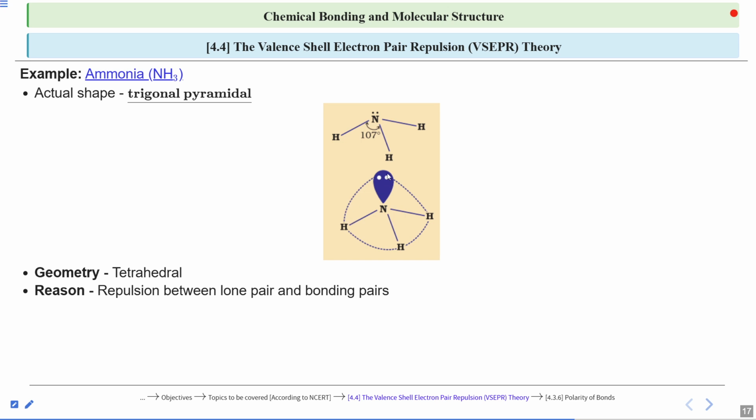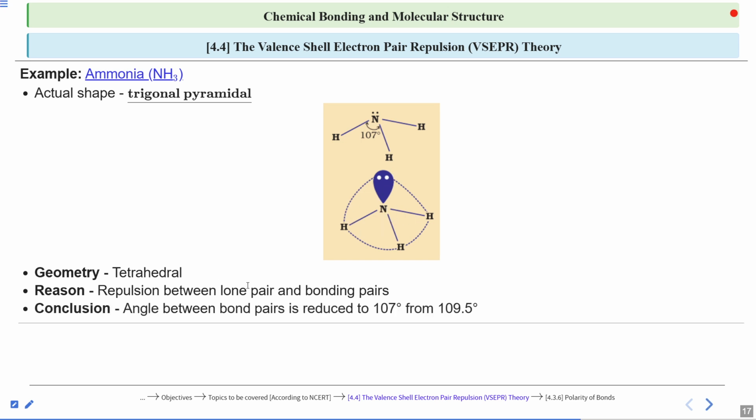There is a repulsion between the lone pair and the bond pair. As a result, this angle also, which should be 109.5 degrees, is now reduced to 107 degrees. So the point is that here, one more important point.